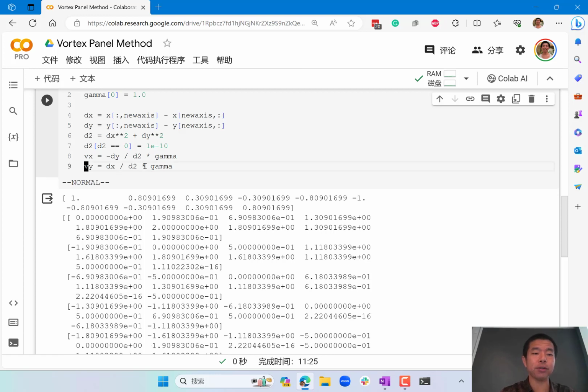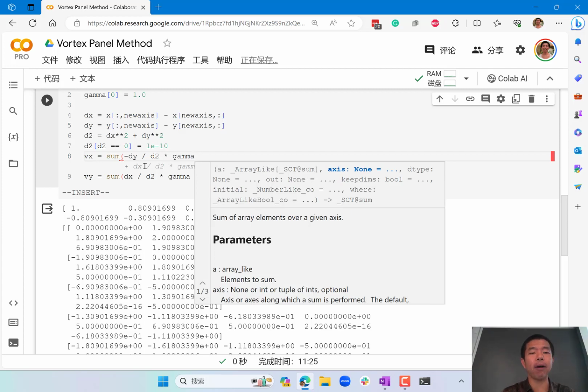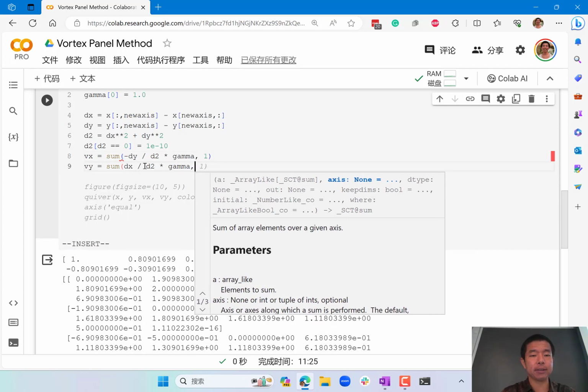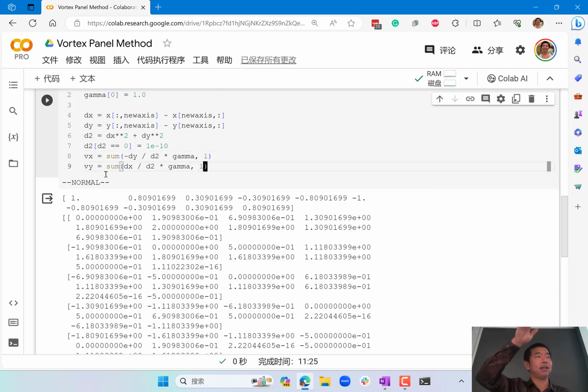So what we need to do is sum over the different columns, because we are adding the velocity contribution from all the vortices. So we are summing over the first axis. The 0th axis is the rows, the 1 axis is the columns. So we are summing over the columns.